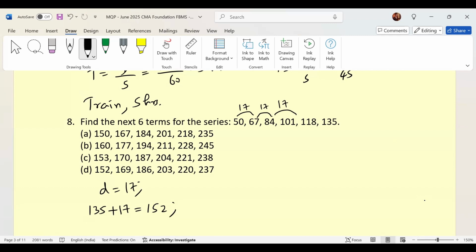So from the first itself, we can understand the option should be D, and we can check that 152 plus 17 is 169. 169 plus 17 is 186. 186 plus 17 is 203. 203 plus 17 is 220. 220 plus 17 is 237. So the correct option is option D. So we'll continue this question paper in our next video.